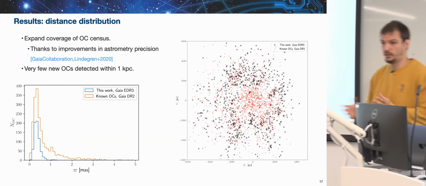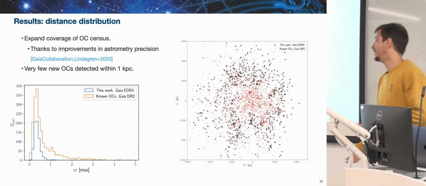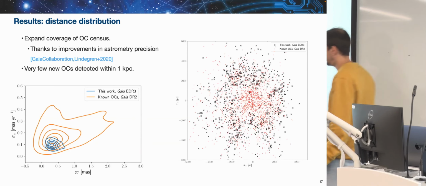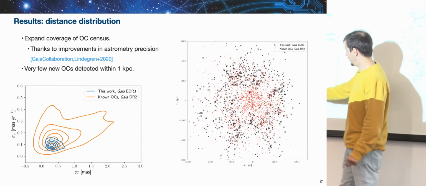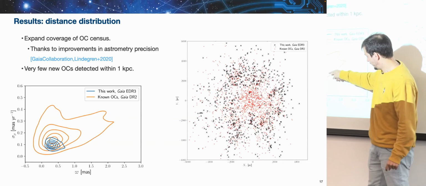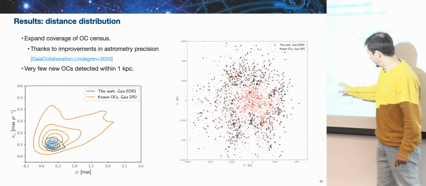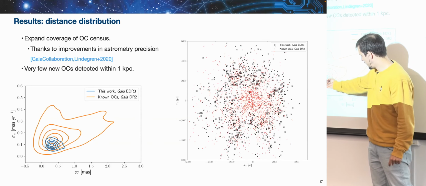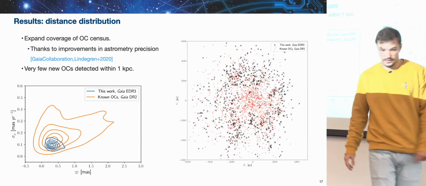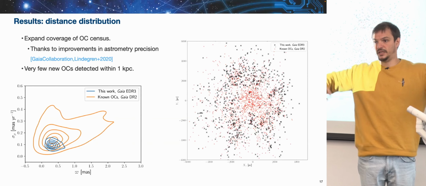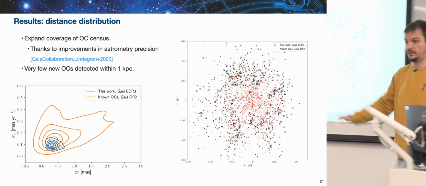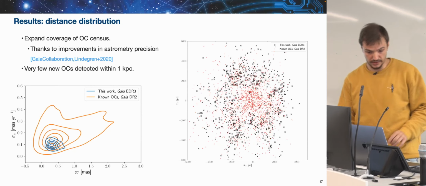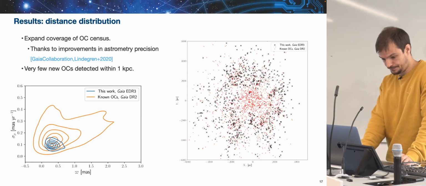That is because of the improvements of the DR3 data itself, which basically improves the astrometry precision. These are the errors in proper motions as a function of parallax on the DR2 census and on the DR3, and we see that we have actually improved the precision, and that pushes the search further. And that is why we cannot improve the completeness in the local volume, let's say.